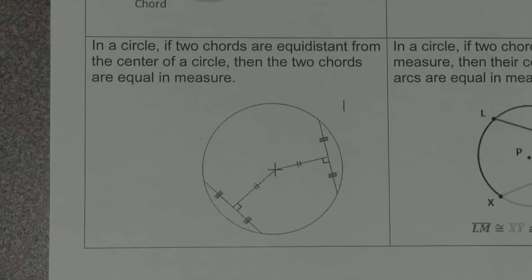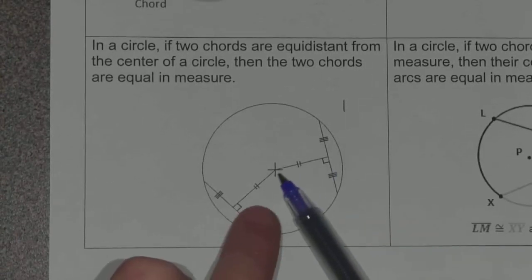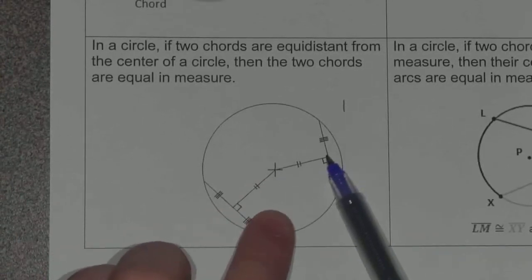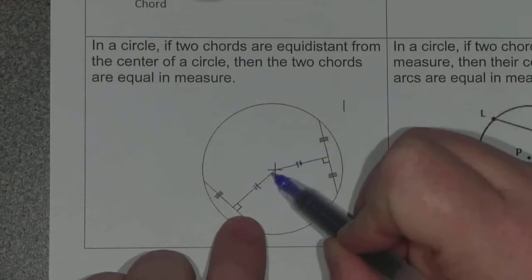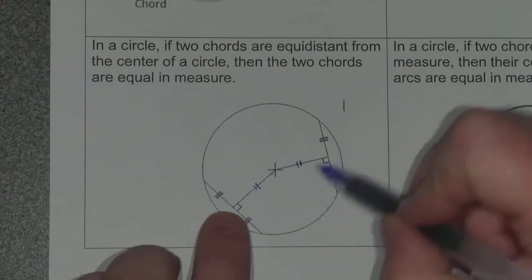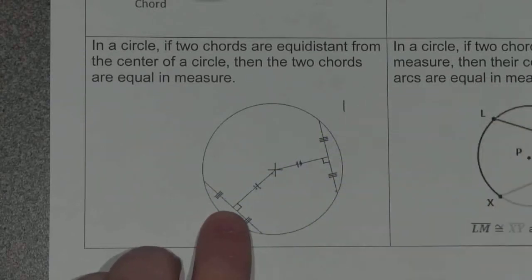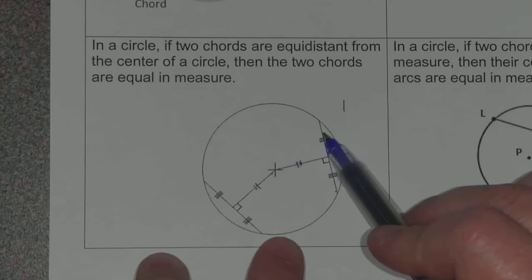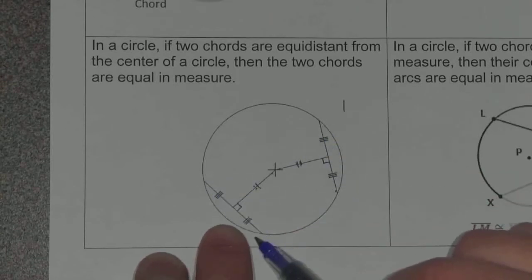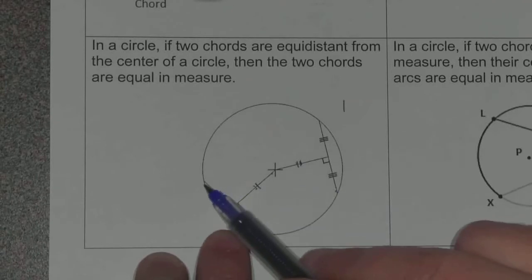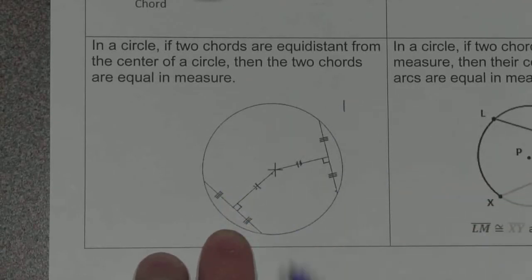Next rule. In a circle, two chords, if they're equidistant from the center of the circle. So see how this one is marked the same length away as this one? So if you draw two chords that are equidistant from the center of the circle, then the two chords are equal in measure, okay? So this piece here on this chord is equal to this chord over here. So each chord measures the same if it's equidistant from the center of the circle.